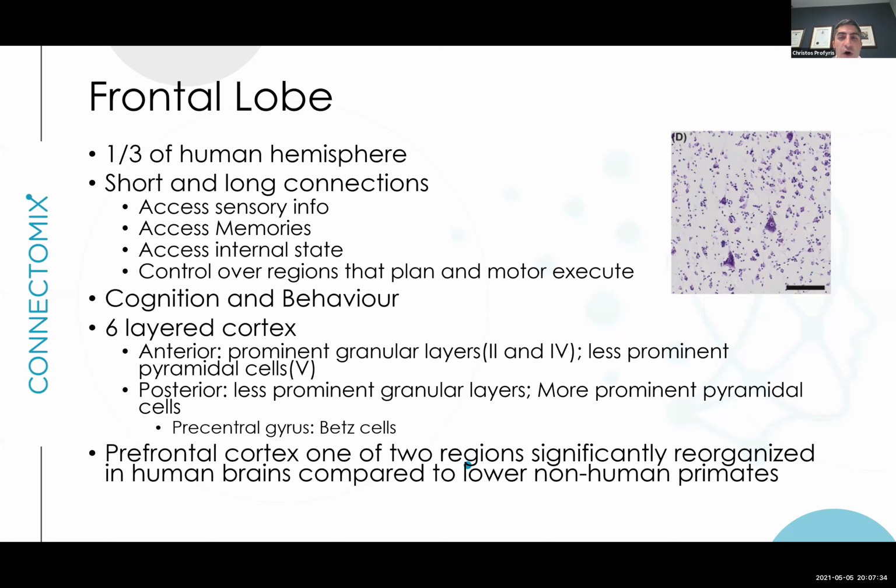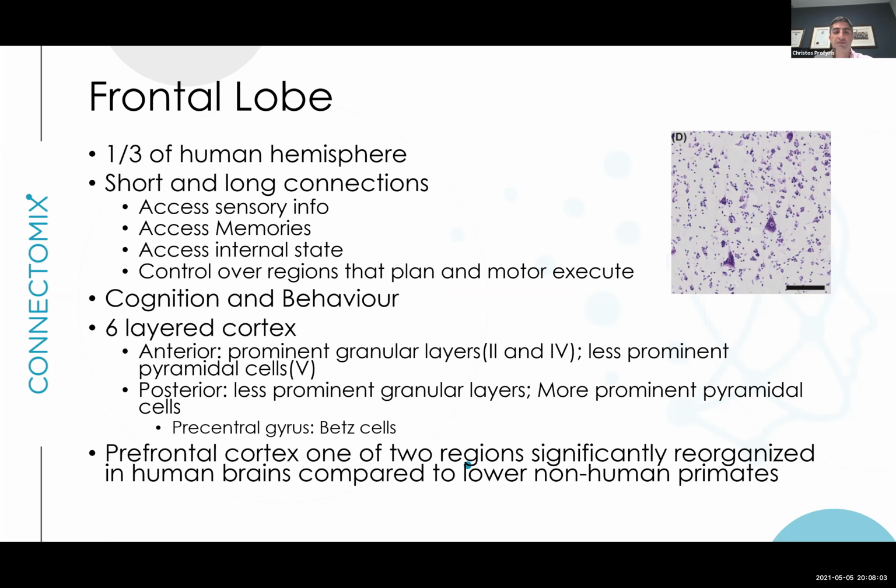When we look at the ultrastructure of the cortex, essentially it's a 6-layered cortex. What's interesting is that anteriorly the granular layers, layers 2 and 4, are more prominent, but pyramidal cells are less prominent. Whereas the posterior parts have less prominent granular layers, but more prominent pyramidal cells. That makes sense if you think of the corticospinal tracts with their big Betz cells projecting motor output.